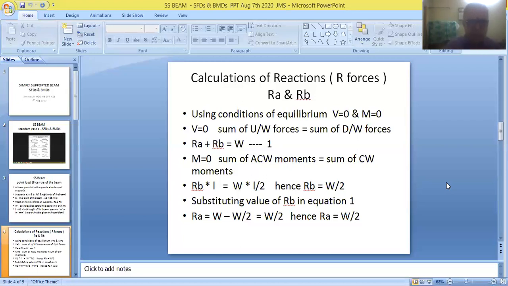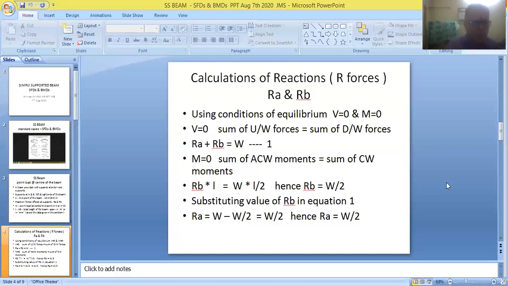Secondly, we have to use the second condition of equilibrium, that is sigma M. For writing this equation, we have to write all the anticlockwise moments on the left-hand side of the equation, and all the clockwise moments on the right-hand side of the equation. We have only one anticlockwise moment and one clockwise moment so far as our case is concerned. The anticlockwise moment is written on the left-hand side, and the clockwise moment is written on the right-hand side of the equation.